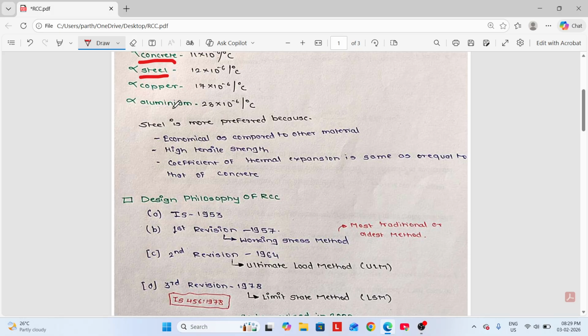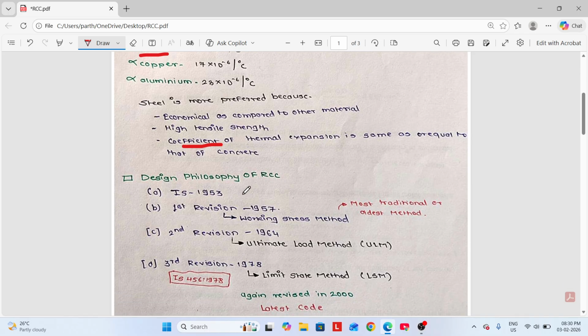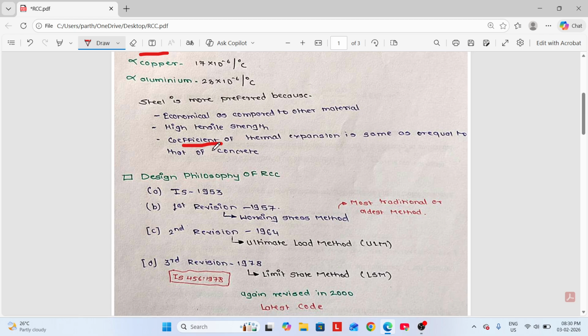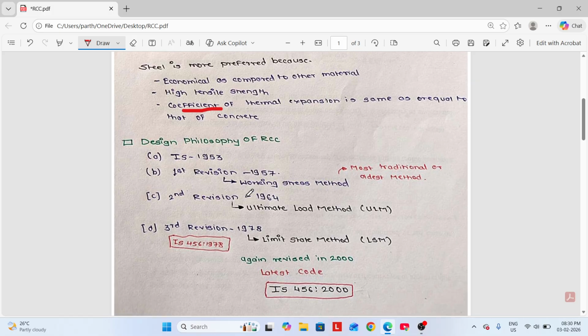So basically, steel is more preferred in buildings because it is economical as compared to other materials. Steel has high tensile strength, so we can use it in the building. The coefficient of thermal expansion is the same as, or equal to, that of concrete. So the bonding between steel and concrete is good, and the thermal expansion of both materials is about the same.